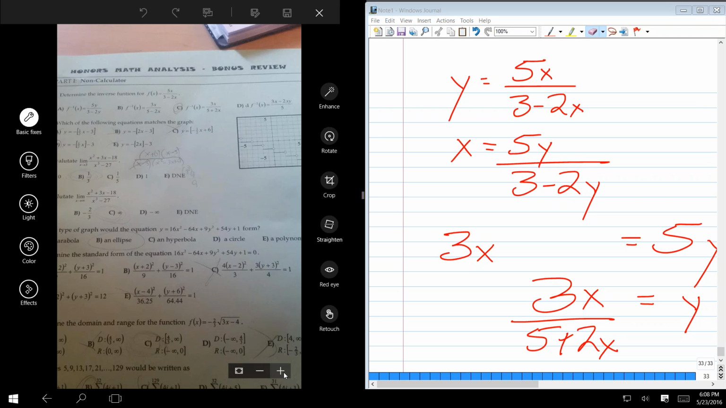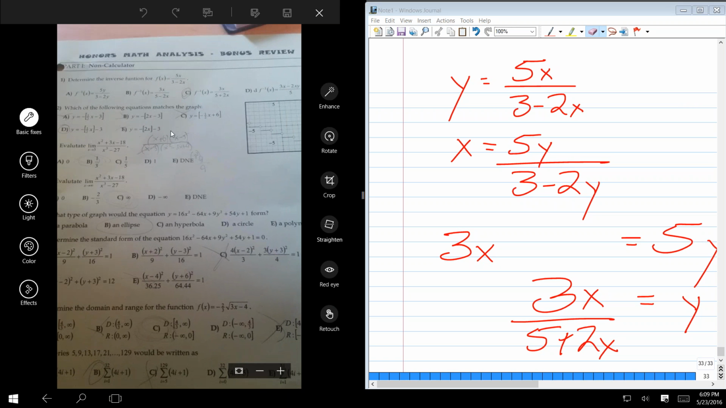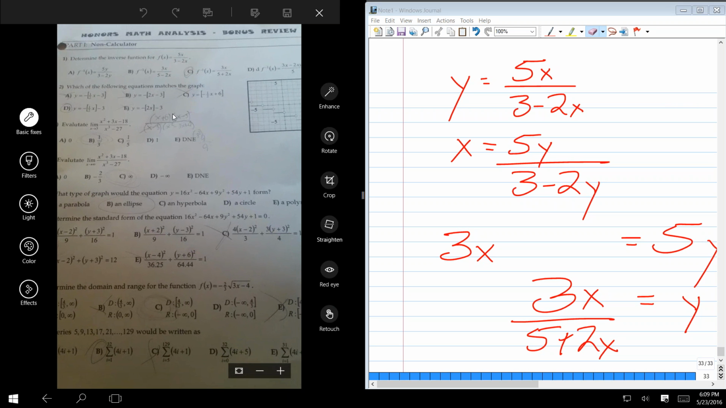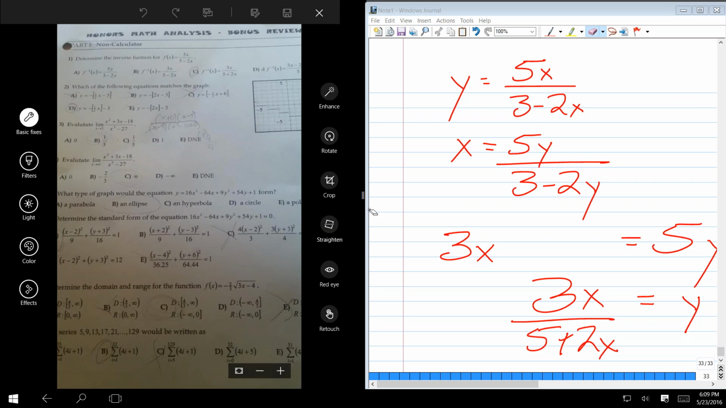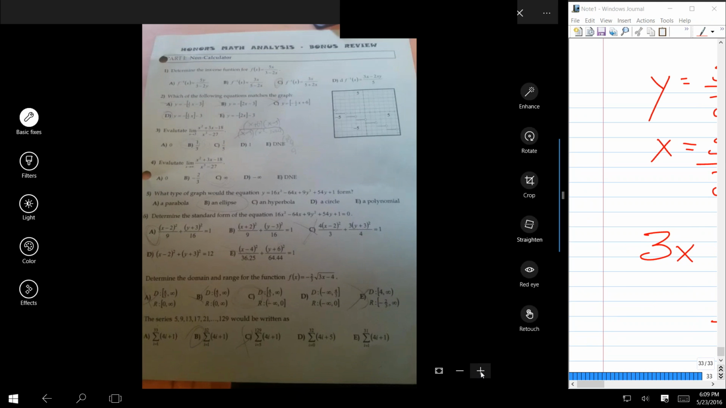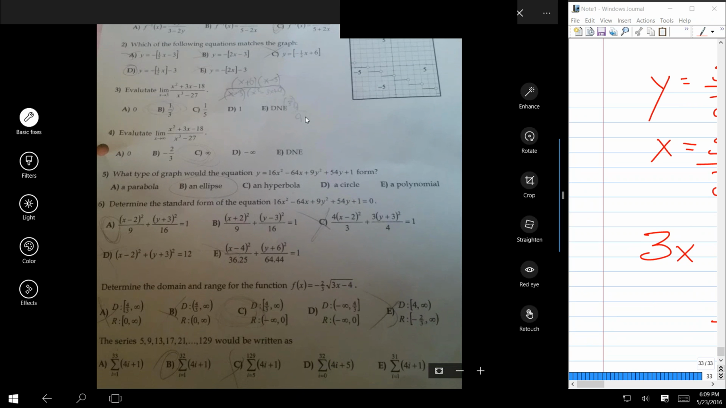But let's look at the second one. Which of the following equations matches the graph? Oh, here. I always forget I can do this. In other words, in order to get the graph and the question on the same viewing screen.